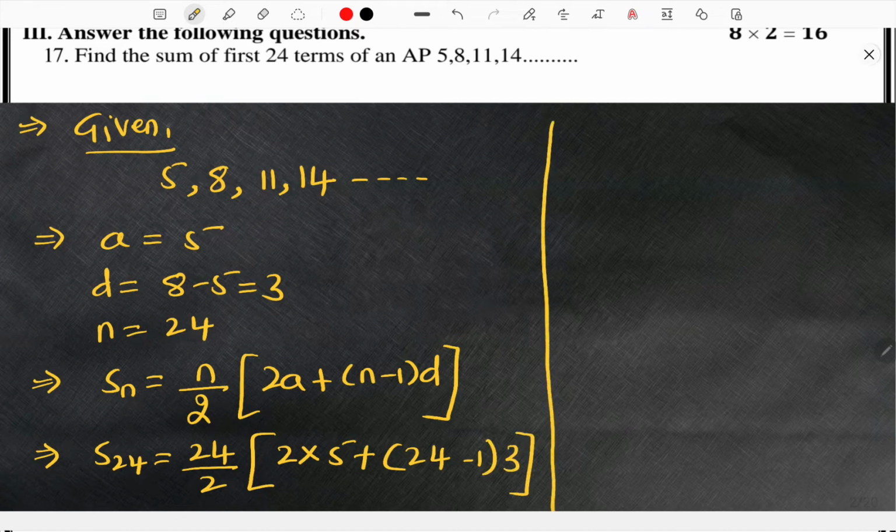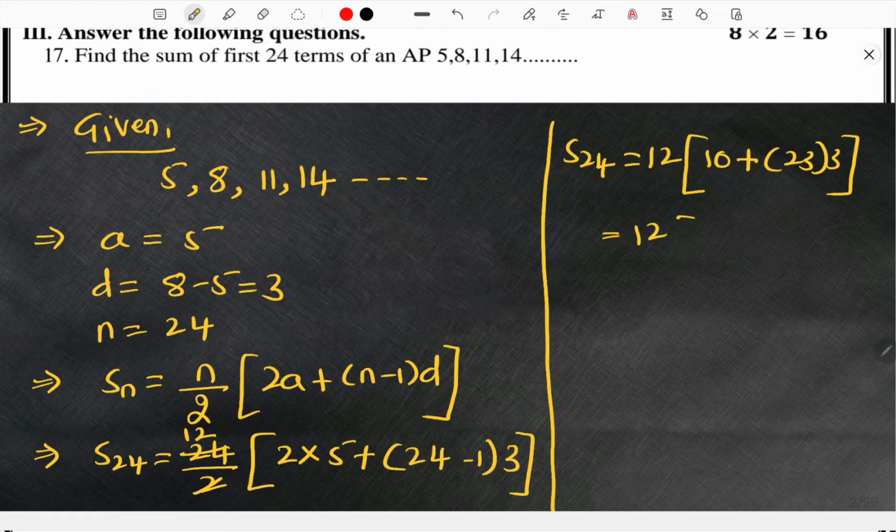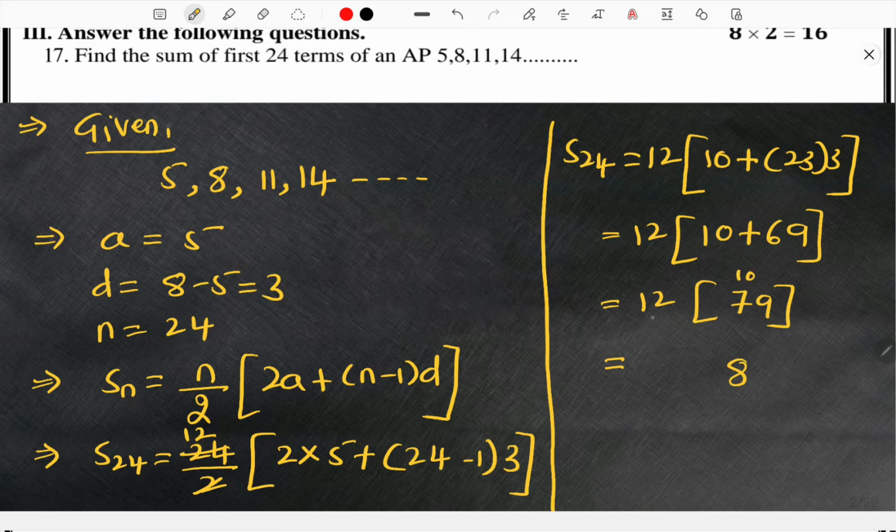Alright, so let me put a line here. So S24 is equal to what it becomes? It becomes 2 1s are, 2 12s are, 12 remains here. And bracket 2 into 5 is 10 plus 24 minus 1 is 23 into 3. Alright, so it becomes 12 bracket 10 plus then 23 3s are, 3 3s are 9 and 3 2s are 6. So 12 bracket and it becomes 79. What is the value of 12 9s are? 12 9s are 108 and 10 is a carry. Then 12 7s are 84. So 84 plus 10 is 94. So sum of 24 terms is going to be 948.